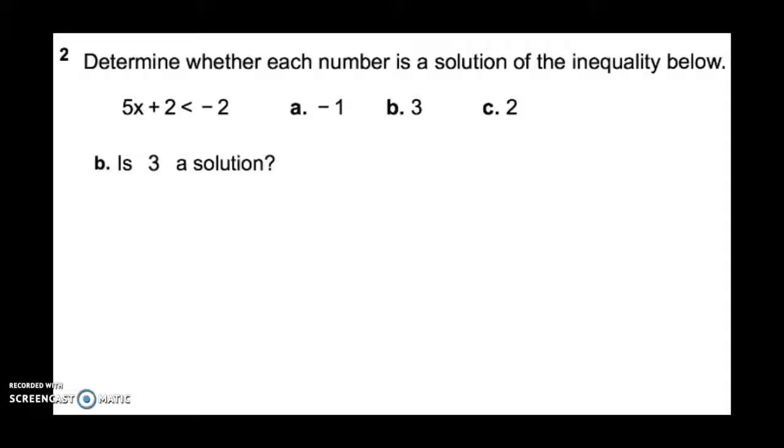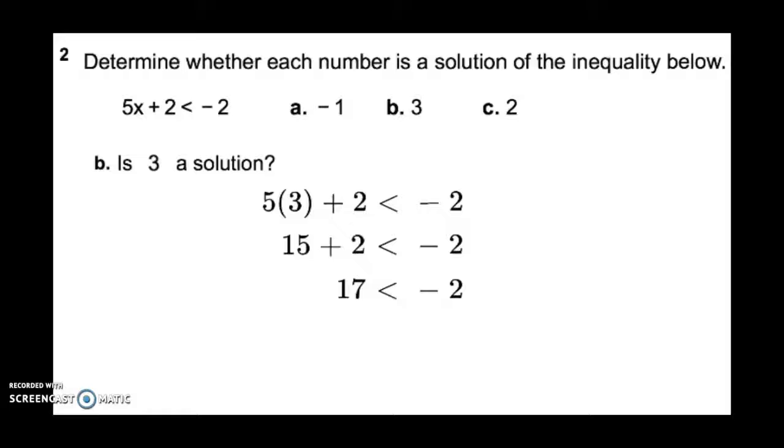For B, is 3 a solution? We have to substitute that in for x. So we have 5 times 3 plus 2. 5 times 3 is 15. 15 plus 2 is 17. This says 17 is less than -2. That is a no. 17 is not less than -2, so 3 is not a solution.